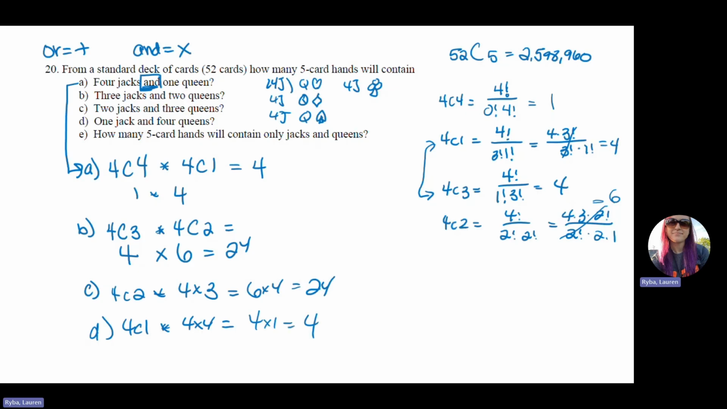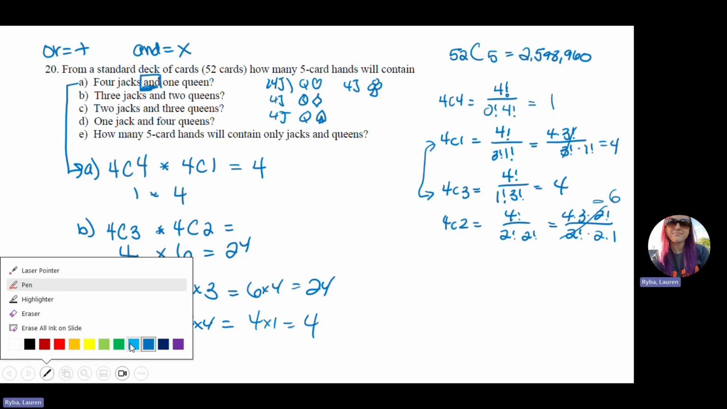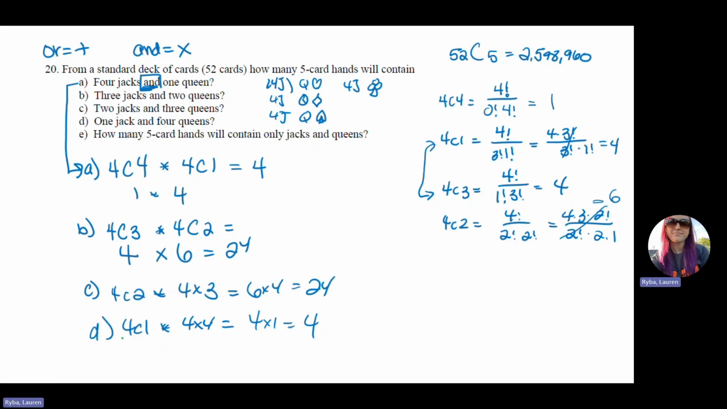Final question, how many 5-card hands contain only jacks and queens? I have used all of the options, right? I've used 4 jacks, 3 jacks, 2 jacks, 1 jack. I can't say no jacks because I'm drawing a total of 5 cards, and I want jacks and queens. So there has to be a combination of both of them. So 4 plus 24 plus 24 plus 4 makes a total of 56 of our 2.5 million hands that only contain jacks and queens.